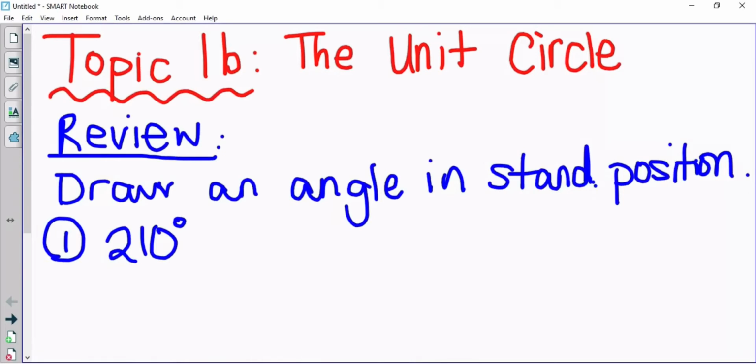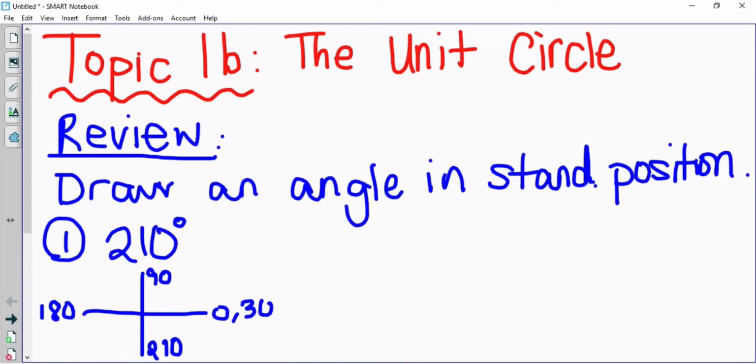So if I had to draw 210 degrees in standard position, I would draw myself an XY axis, and then I would start labeling. This is 0. Around to here is 180. Straight up here is 90. So I have 90, 180, 270, and a full circle is back around to 360. So to find 210, we always start here on the positive x-axis and rotate up and around, and 210 is going to be down here in the third quadrant. So that's how I would draw that one.